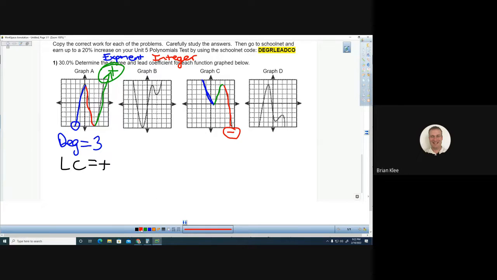The degree there, again, keep this in color, the degree is still 3 because there's blue, green, red. There's 3 different wiggles in the graph, 3 different areas where it decreases, increases, decreases. The lead coefficient now would be negative because it finishes at negative. Okay. So now, what about graph B?